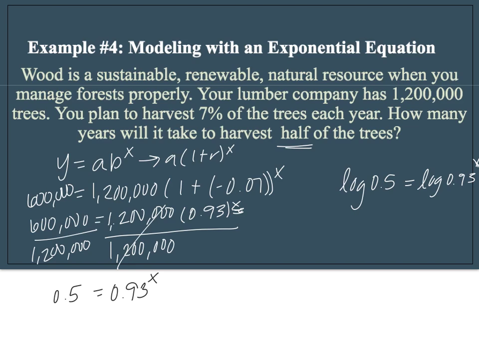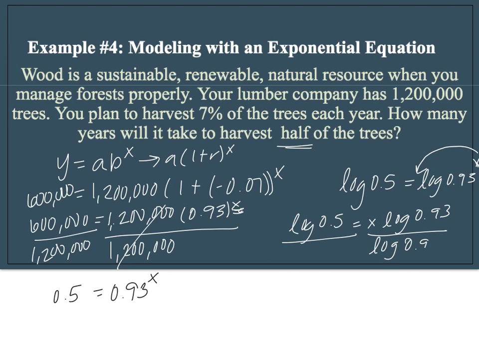All right, that x is then going to move to the front, so this becomes log of 0.5 equal to x log of 0.93. Then, of course, to get x by itself, I'm going to divide both sides by log of 0.93.